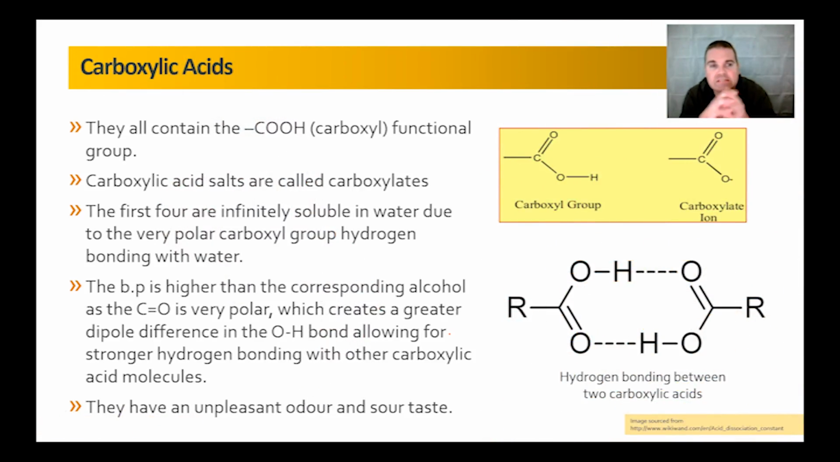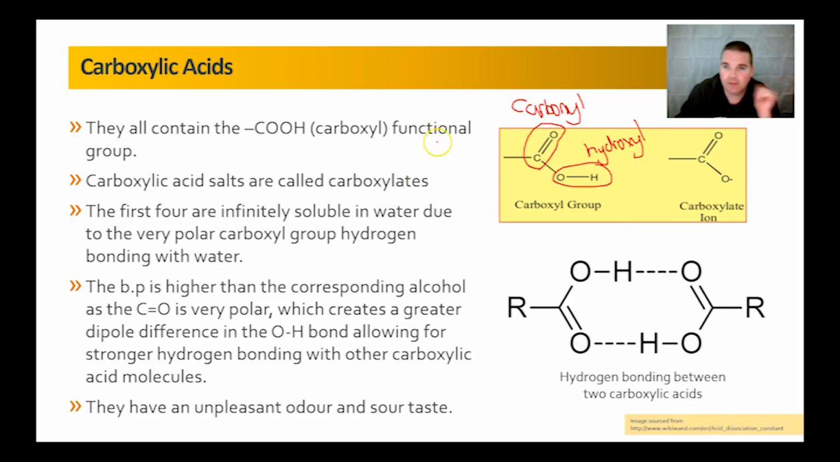So for carboxylic acids, they all contain what we call the carboxyl functional group. So the carboxyl functional group is made up of two things. It's made up of this C=O, which is called the carbonyl group, and it's made up of the OH, which is the hydroxyl group. So if you combine carbonyl and hydroxyl, you get carboxyl. That's why we call it a carboxyl group. Now, it's a very, very polar group.